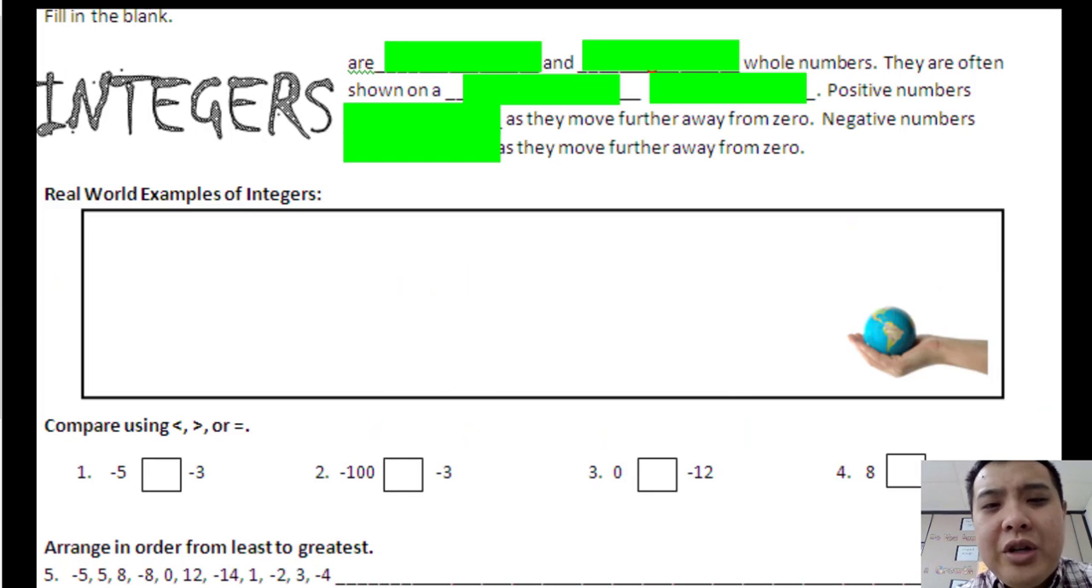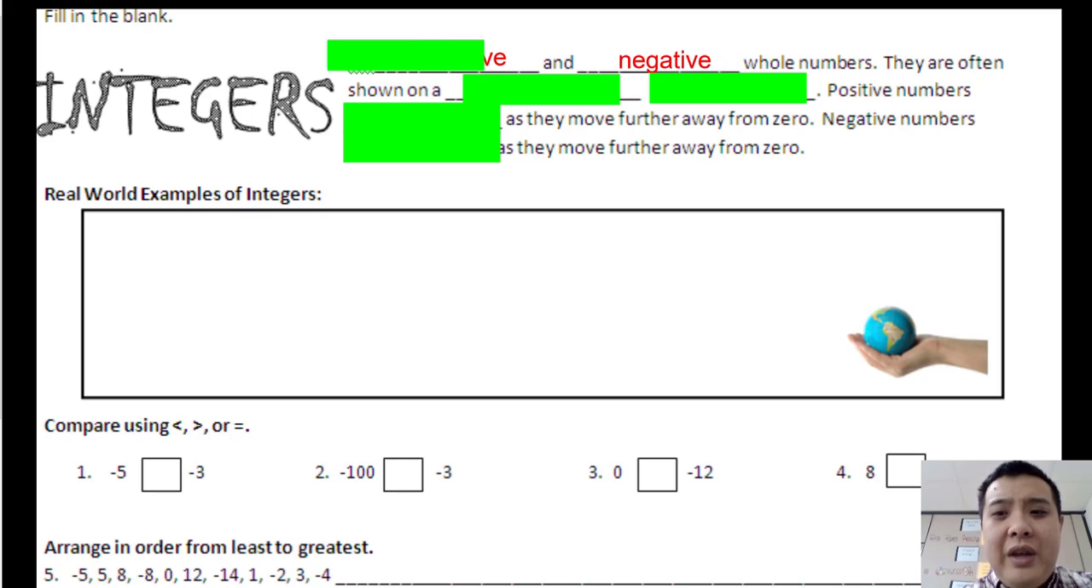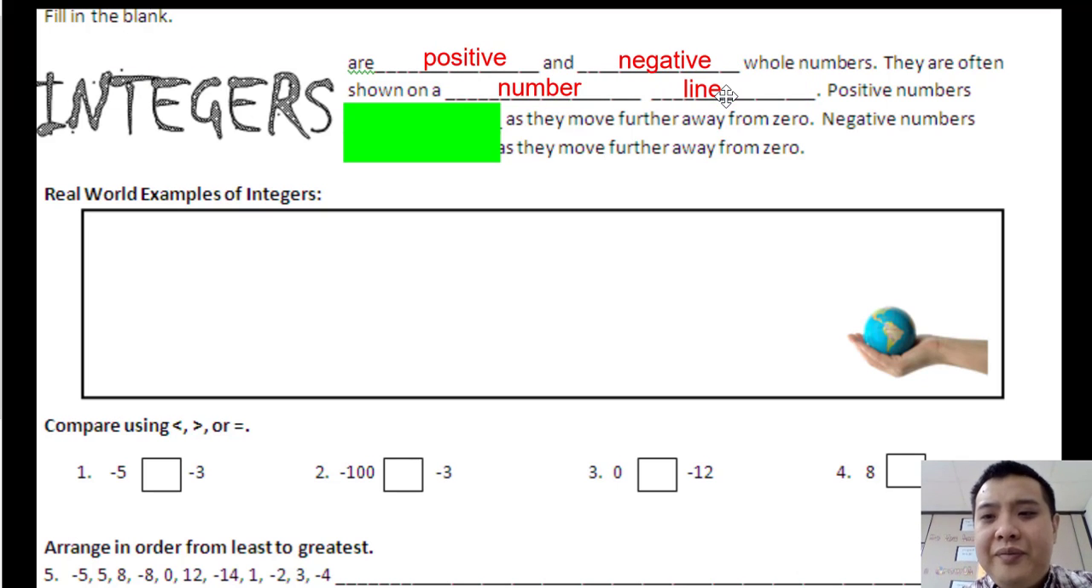Moving on, we're going to talk about integers and other rational numbers. As we know, integers are rational numbers because we just said that something like 3 can be written as 3 over 1, so therefore it is a rational number. Integers are positive and negative whole numbers. They're shown on a number line. Positive numbers increase as they move farther away from 0. Negative numbers decrease as they move farther away from 0.